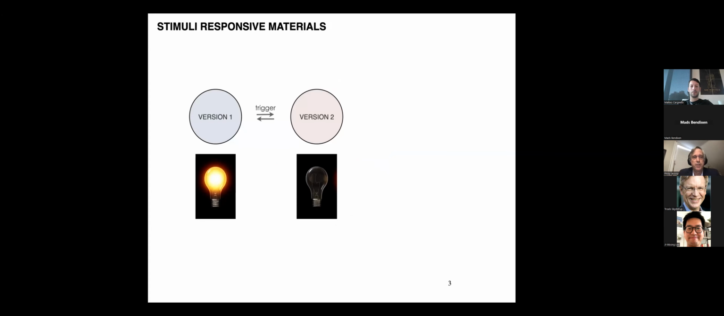Now I need to introduce also stimuli-responsive materials. I'm sure most of you are familiar with these, but basically these are materials that switch back and forth reversibly between two states, which differ in their properties. So there's version 1 of the material and version 2 of the material, and you can apply a trigger or remove a trigger to cause them to change from the one state to the other and back again. And a classic example you see every day is the light bulb. When electricity is applied, it is bright, and when electricity is not applied, it's dark.